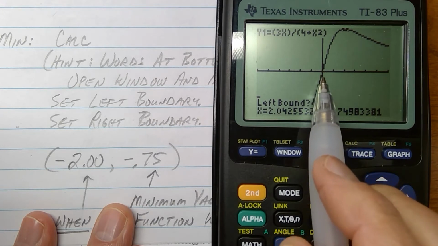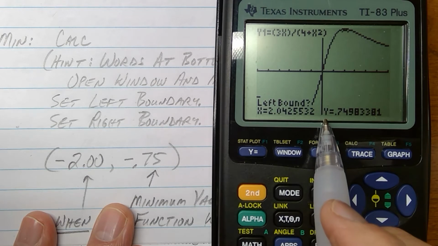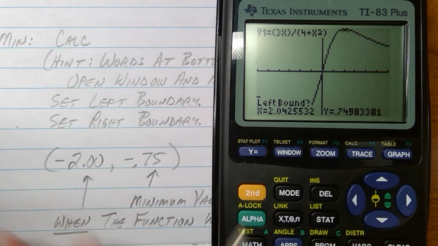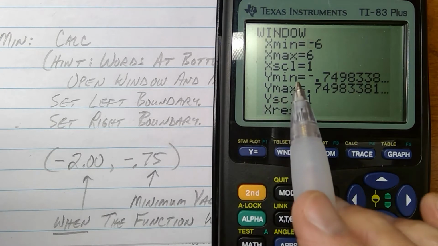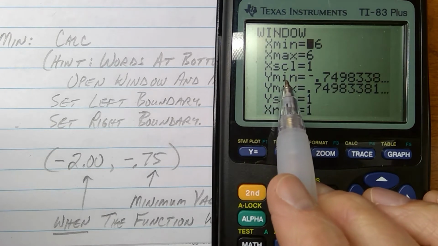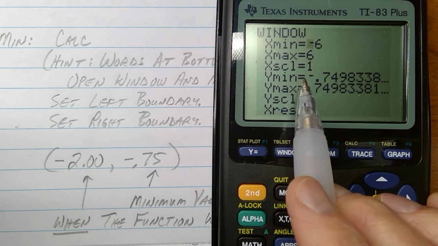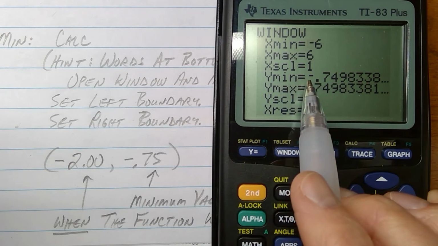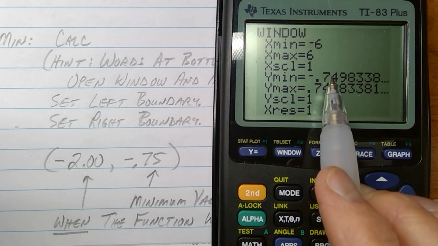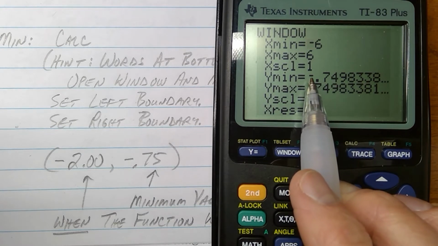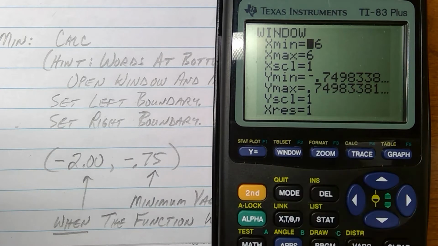However far this window is going down right now, I need to make it go down a little bit further. So I'm going to press my window and make my y go down a little further. Here's my minimum y. Here's my low y. Right now it's going down below the x-axis about 0.75, about 3/4 of a step. I need it to go down a little bit further so that I can see what's going on, so I can get those words out of the way. So I'm going to make this a little bit lower than negative 0.75.